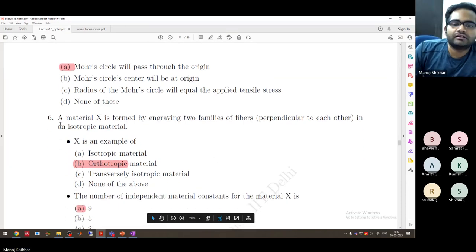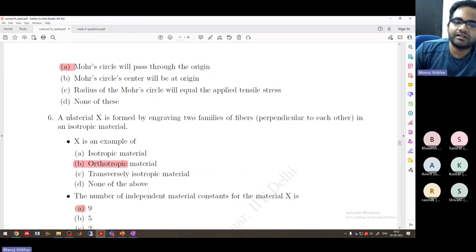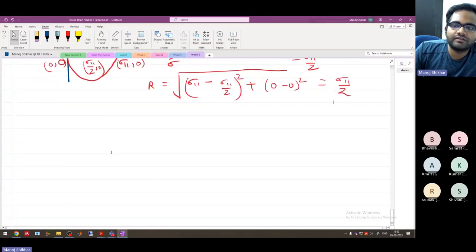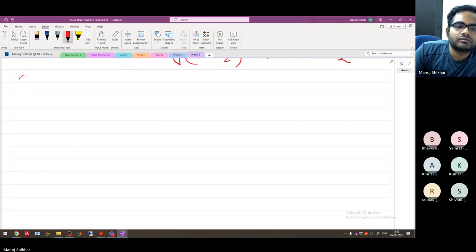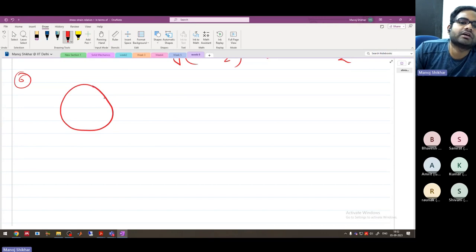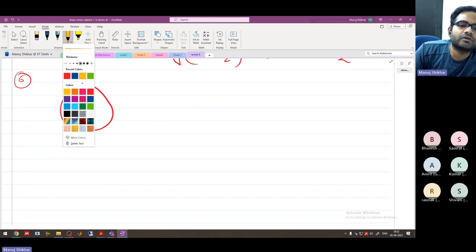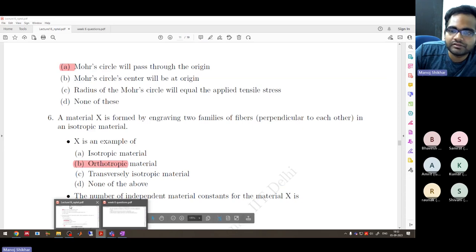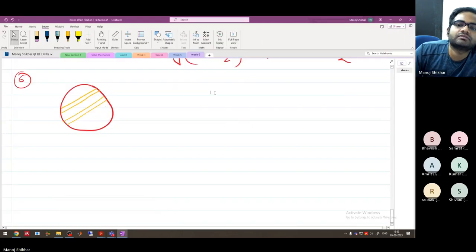Now, question number 6. A material X is formed by engraving two families of fiber perpendicular to each other in an isotropic material. What have they given? They have given that there is some isotropic material. Suppose this is the isotropic material I have drawn. Now in this, we are using two different kinds of fiber. I think we are embedding. Let me look at the word. We are engraving two different kinds of fiber.